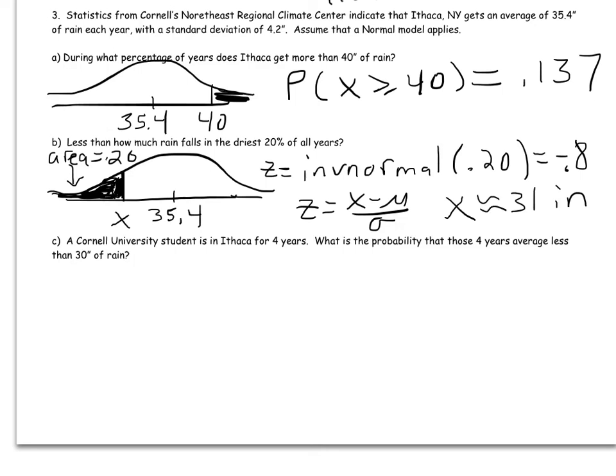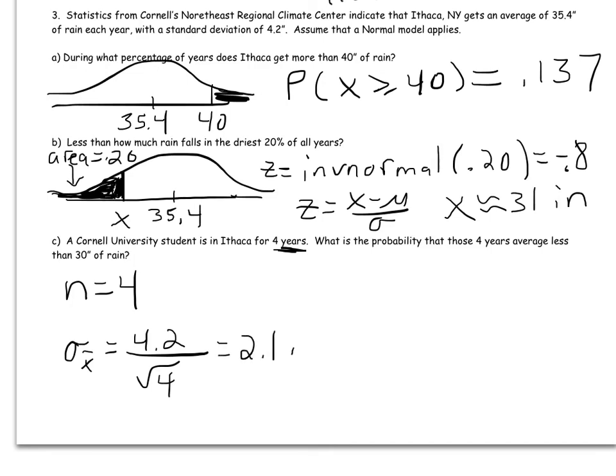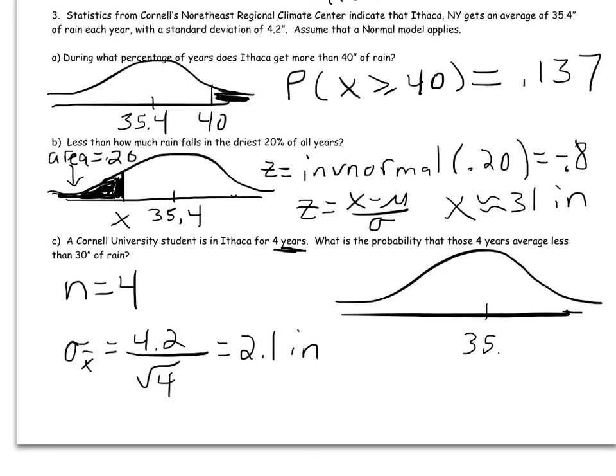Okay, now for the last one, the only thing that changes in this last one is that now I'm talking about a random sample of 4 years here. So my sample size is 4. So now my standard deviation of the sampling distribution will be the standard deviation of the original distribution divided by root 4. So that now becomes 2.1 inches. So now I'm just going to do sort of my standard computation. The mean is still 35.4, but now the standard deviation is 2.1 for this particular sampling distribution.